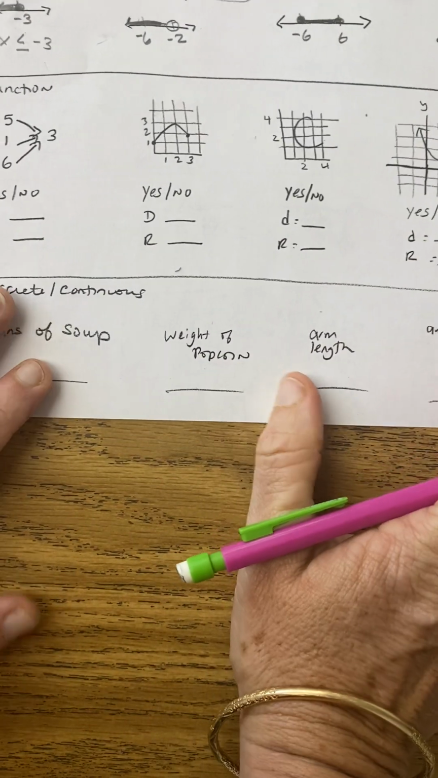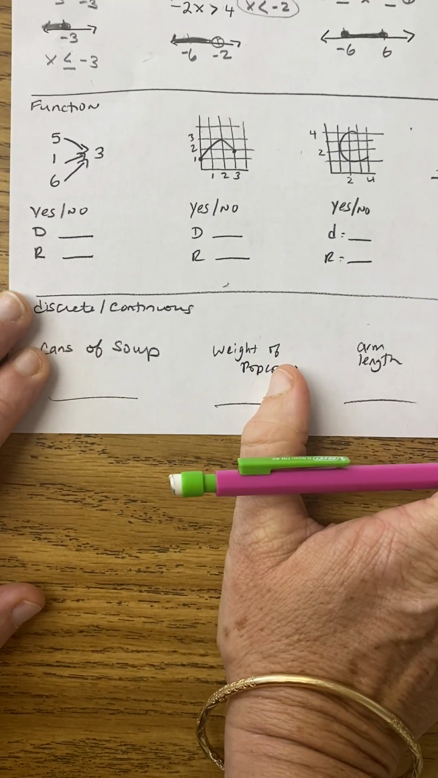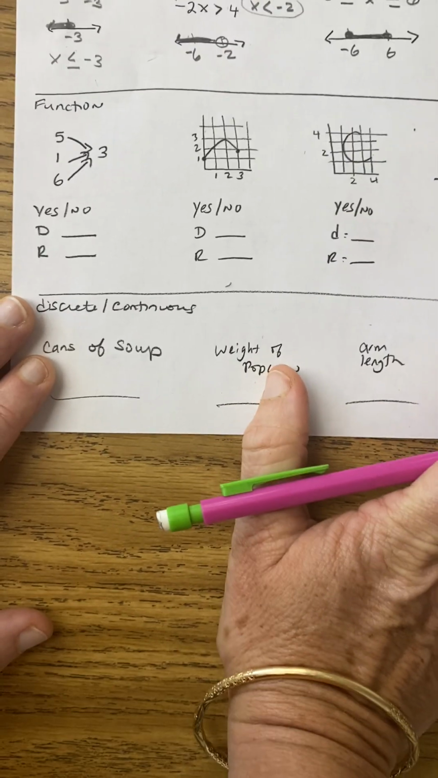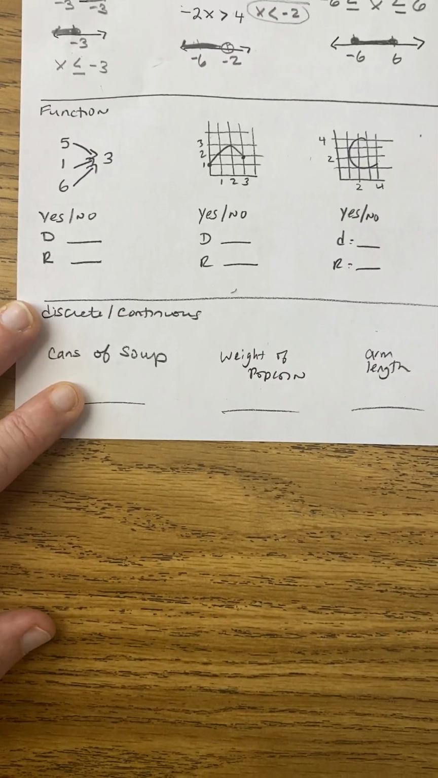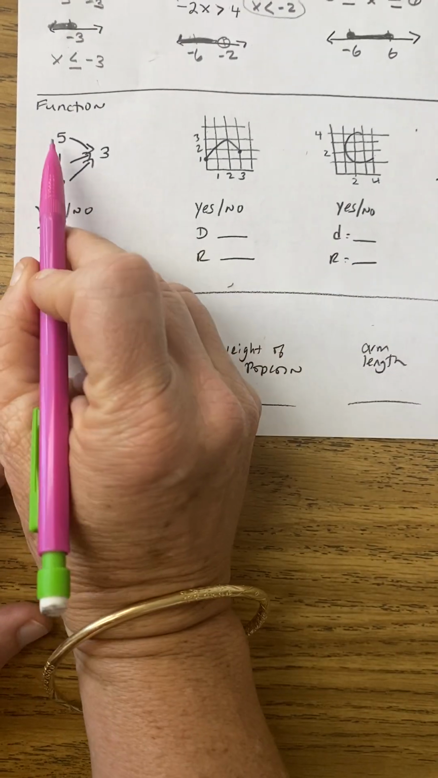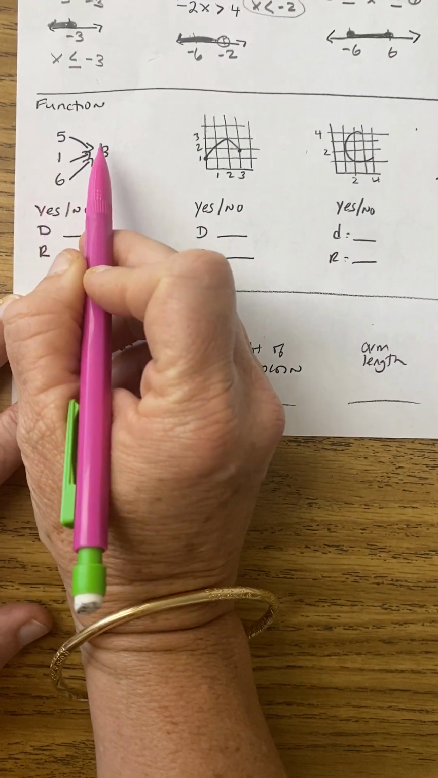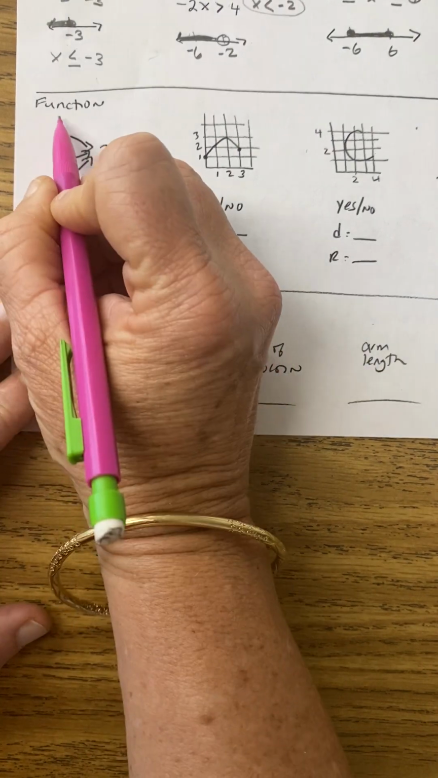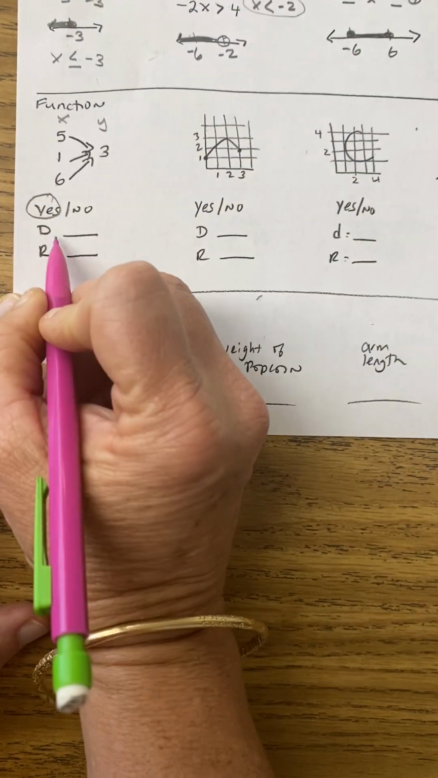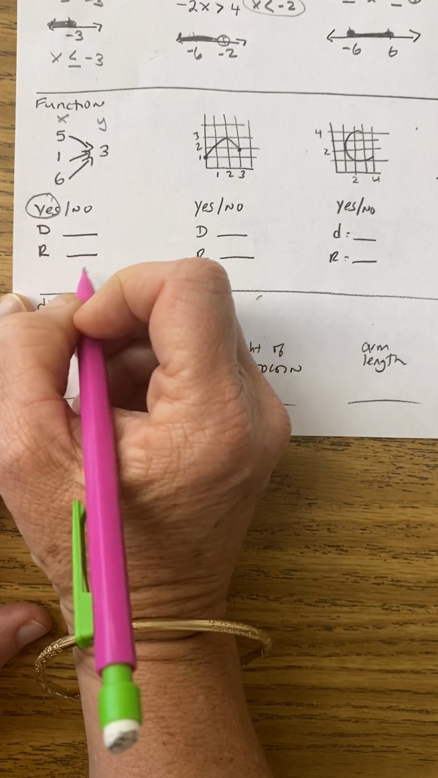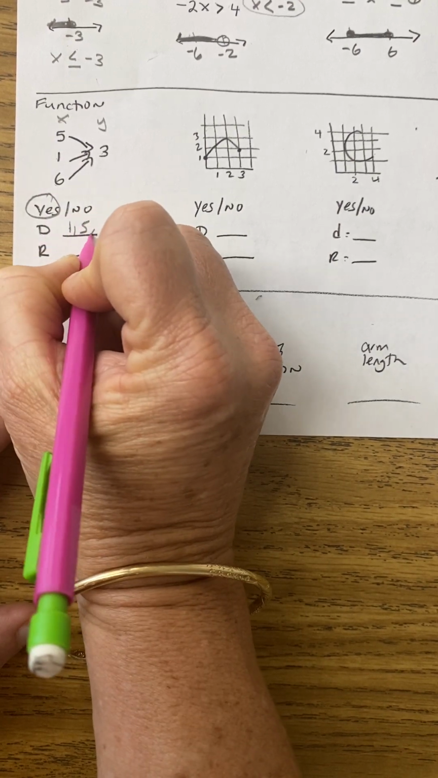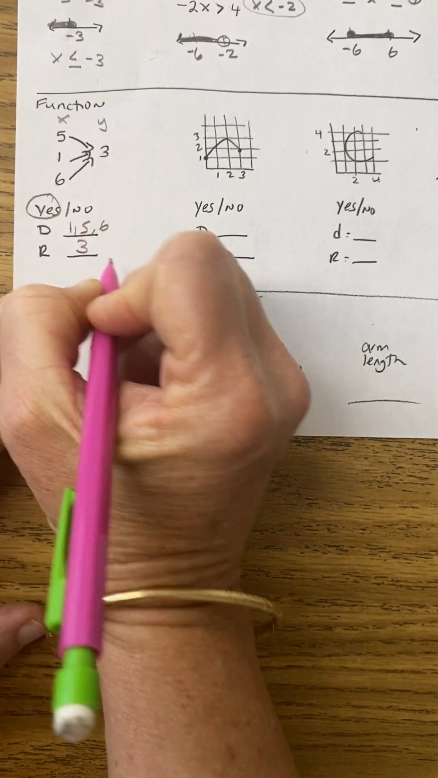The next little section is about functions. So we remember, every x has to only have one y, and the vertical line test. Okay, those are kind of the two things that we want to remember here. All right, so is this a function? 5 has one answer, 1 has one answer, 6 has one answer. Yes, it's a function. Domain is x, range is y. I usually put them in order and don't repeat. Okay, so domain is 1, 5, and 6, and the range is y.